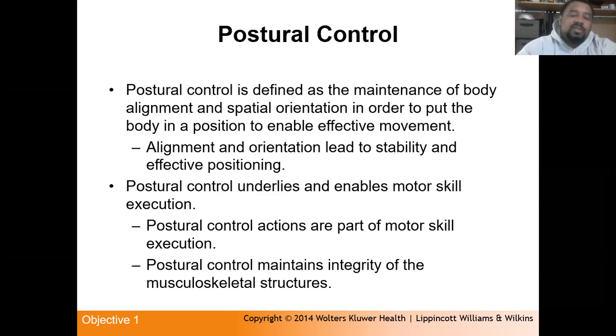Posture control. Just to read you what it is, posture control is defined as the maintenance of body alignment and spatial orientation in order to put the body in position to enable effective movements. In simpler terms, posture control is a way for the body to give itself stability and keep itself balanced. So to keep you upright, to keep you balanced, to keep you from falling over. And this is just your body's way of doing that by itself. Further on in the chapter, we'll also talk about the different variables that go along with postural control and how that works.